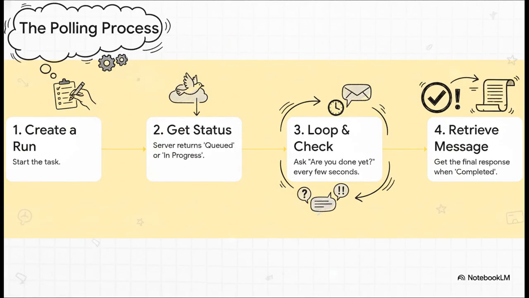So here's what that looks like in practice. You start a run, the server immediately says, got it, I'm working on it, its status is queued or in progress, then your code needs to go into a little loop, checking the status every few seconds. Are we there yet? How about now? And only when that status finally flips to completed, that's when you can grab the AI's response.